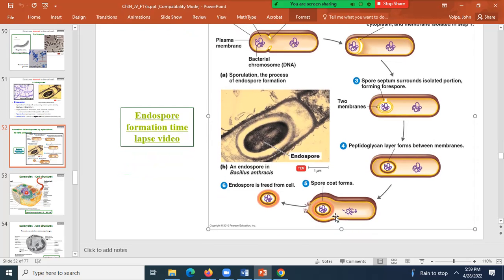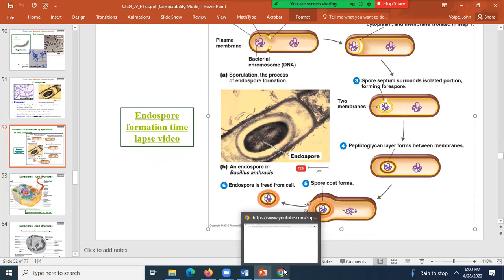And then a spore coat is put around the endospore. And there we can see the spore coat right there. And there's the endospore. And then when the environment becomes so detrimental, the parent cell that made the endospore will die. And that will release the endospore. Any question about any of that?